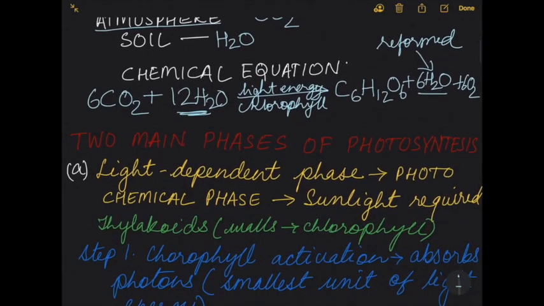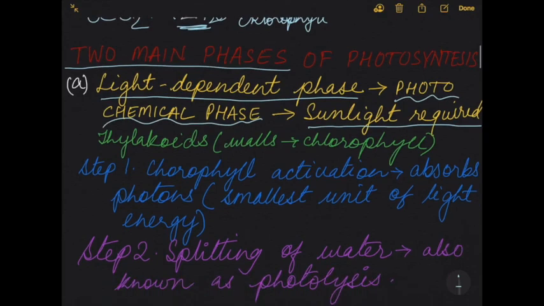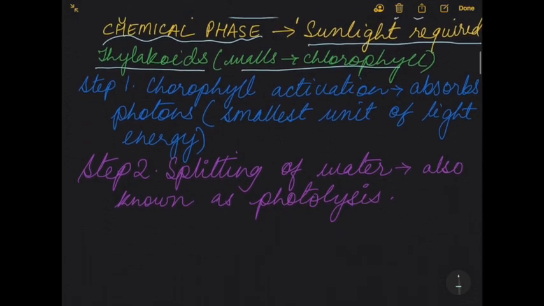Now coming to the phases of photosynthesis. Photosynthesis has 2 main phases. First one is the light dependent phase. That means in this phase, what is required? Sunlight is required. So it is also known as the photochemical phase. Now this phase of photosynthesis takes place in the thylakoids. If you remember, the walls of the thylakoids contain the chlorophyll. So it is here where the photochemical phase takes place.